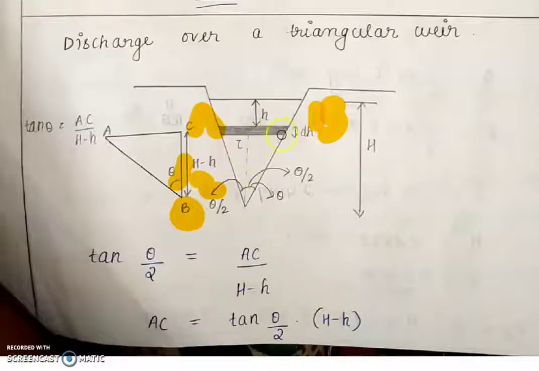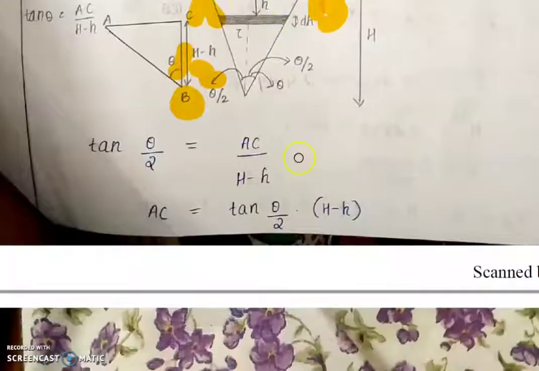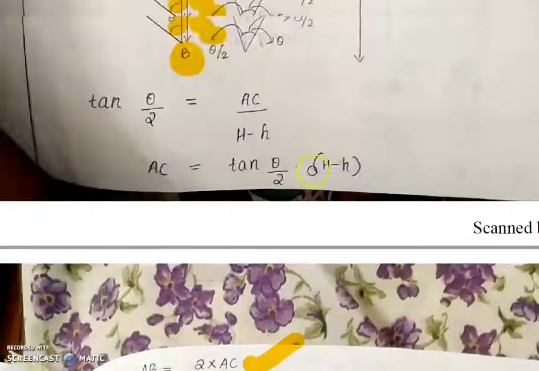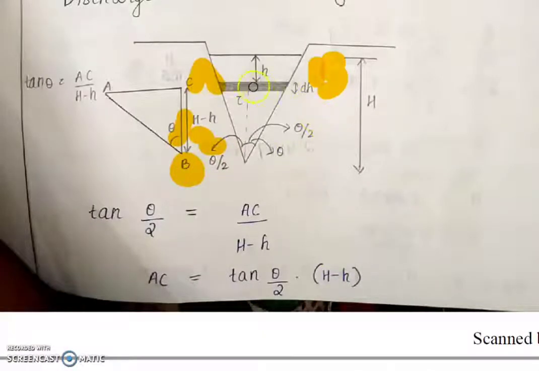So what is AB? AB will be 2 times AC. So AC plus CB, that is 2 AC, is AB. Okay, so I have written down the same thing here. So what is the area of the strip? This is the area of this strip you have to find out.